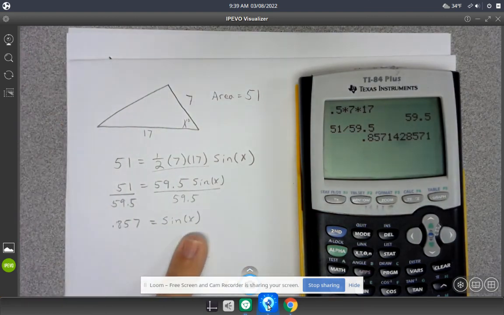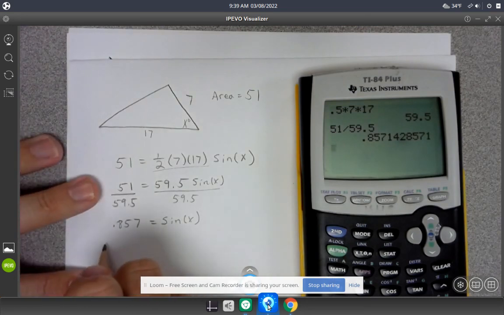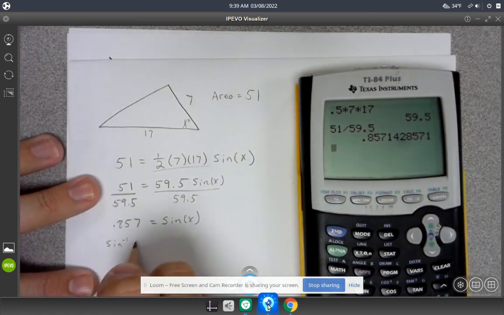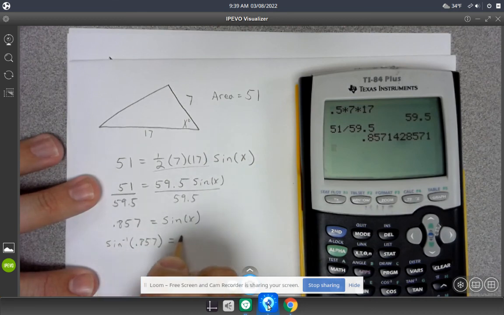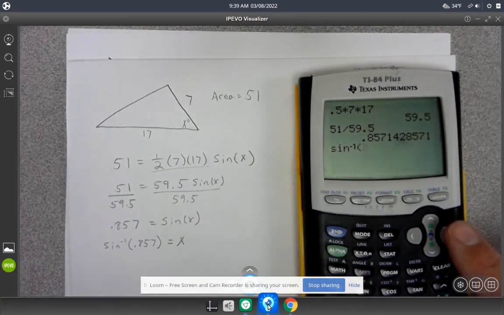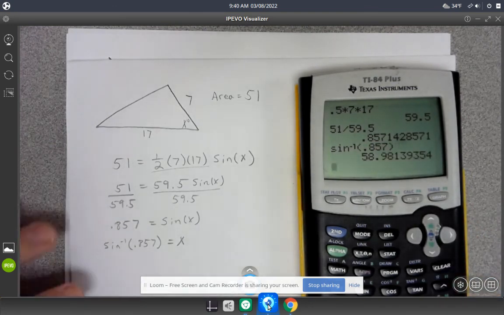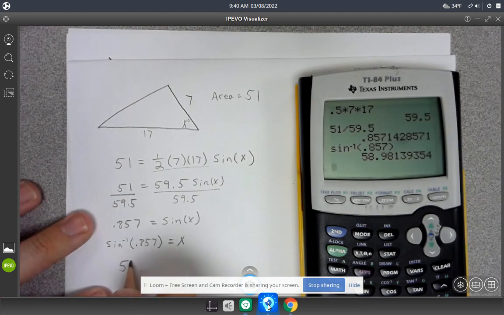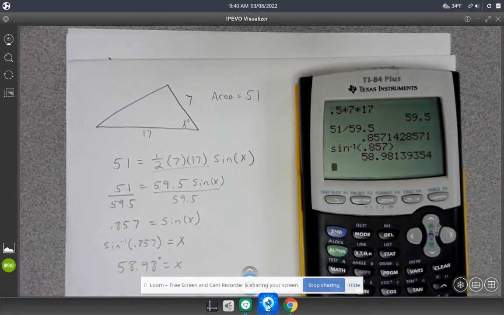And since we're trying to solve for this angle, we're going to have to do the inverse sine to both sides. So sine inverse of 0.857 is going to solve for our X. So I'm going to do sine inverse of my last answer, sine inverse of 0.857. So X is about 59 degrees, 58.98 degrees. And that's how you solve for an angle.